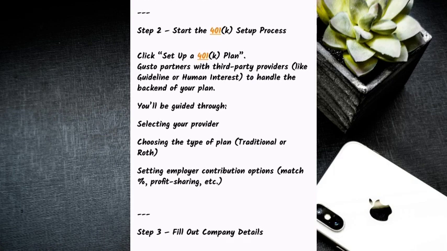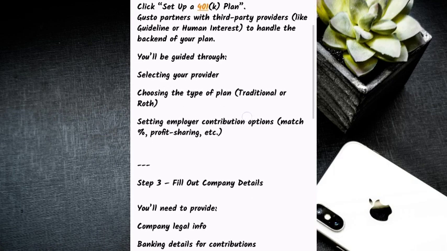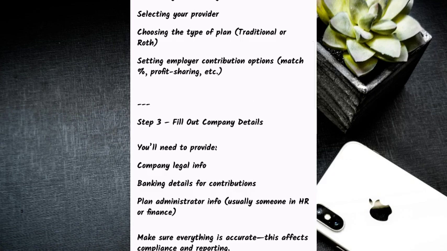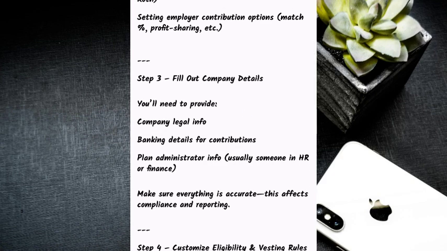So step 3, you want to fill out company details. Now you're going to need to provide company legal information as well as banking details for contributions. You're also going to need plan administrator information. Now make sure everything is accurate because this affects compliance and reporting.